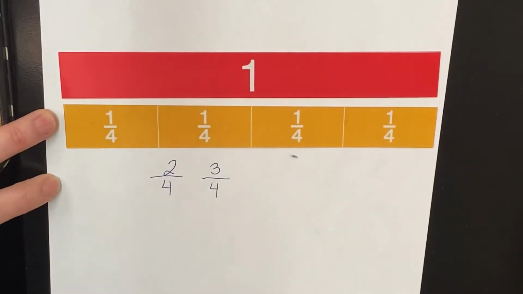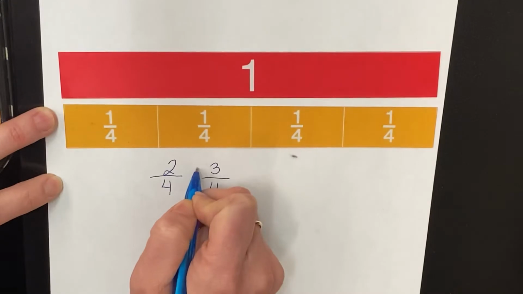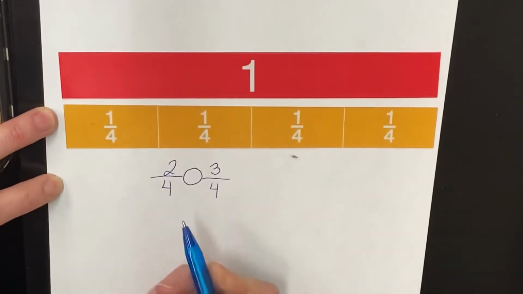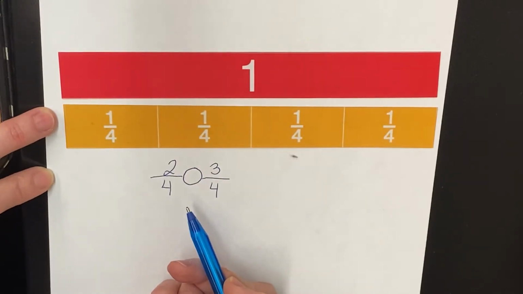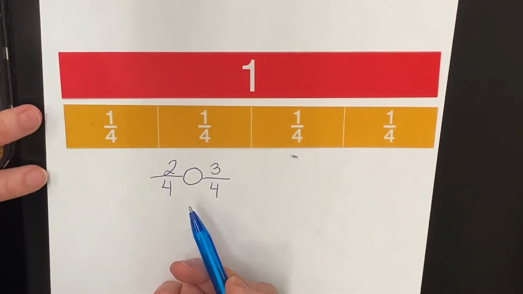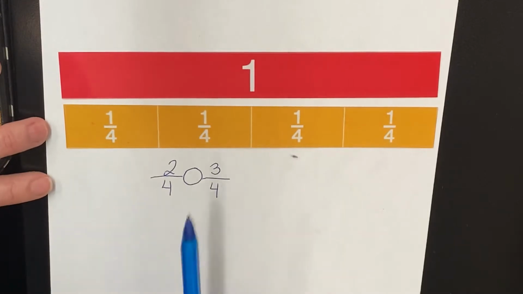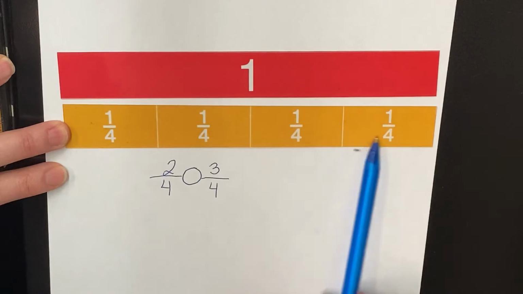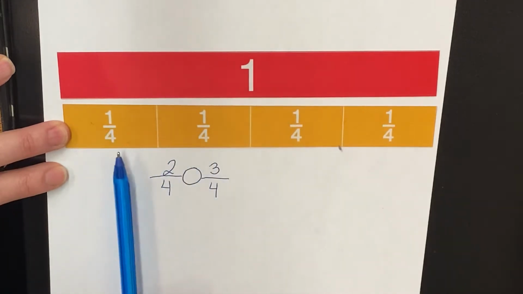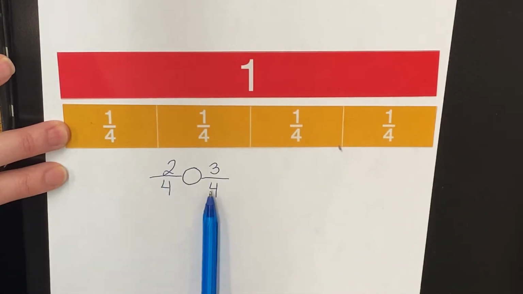Okay, now remember when we're comparing, we use a comparison symbol. We normally write it in a circle between two numbers. So if you're comparing 5 and 3, 5 would be greater than 3. Remember, the alligator eats the bigger number. So in this case, when we're doing fractions, we're going to be looking in just one fraction strip. We're looking at 2/4 and 3/4.